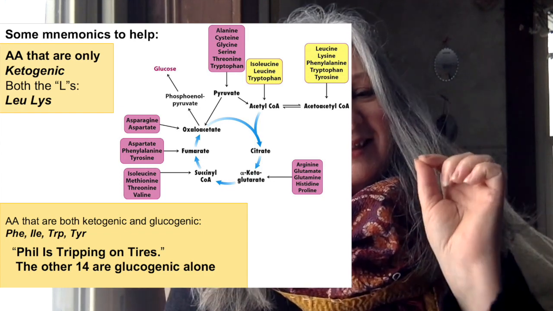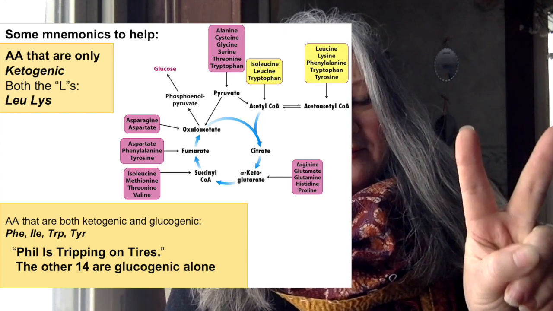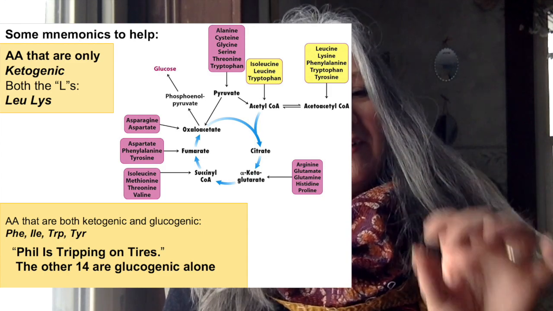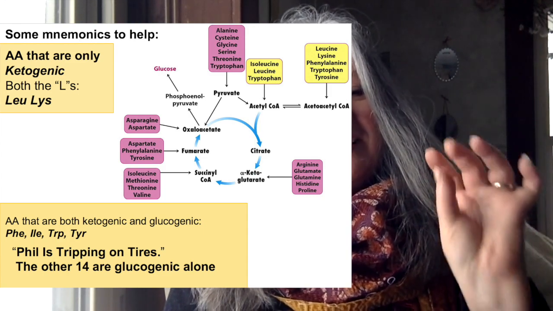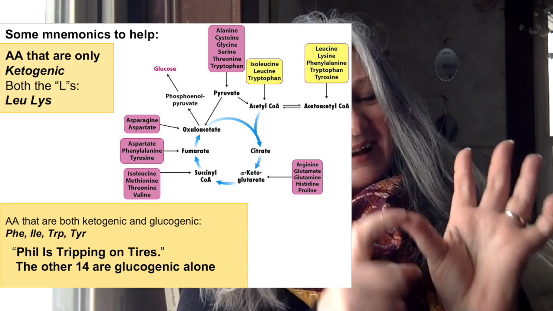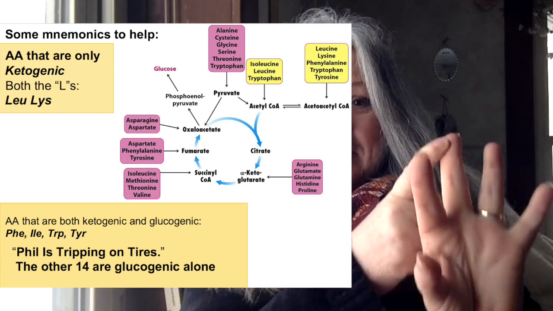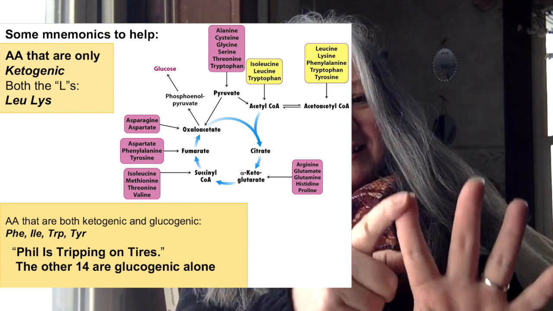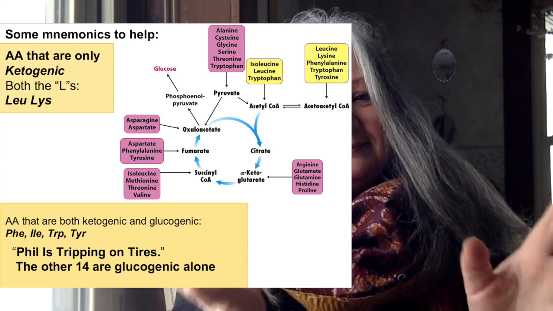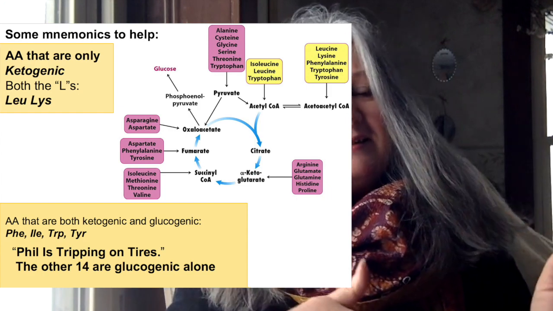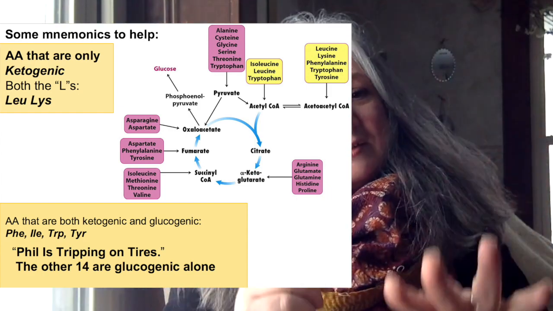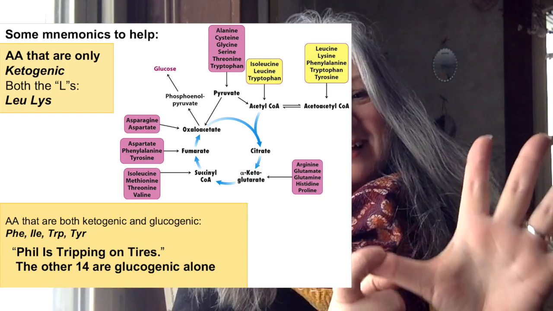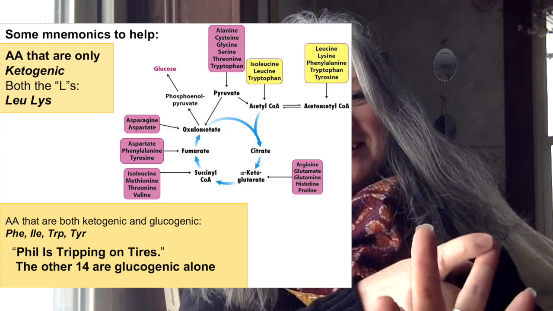Here we go. The ketogenic amino acids are the 2 L's, lysine and leucine. Pretty easy. The ones that are both, just remember, Phil is tripping on tires. Phil, phenylalanine, is isoleucine, tripping, tryptophan, tires, tyrosine. Phil is tripping on tires. Those are the ones that are both ketogenic and glucogenic. The ones that are just glucogenic only are everything else that I didn't mention. So not the 2 L's, not phenylalanine, not isoleucine, not tryptophan, and not tyrosine.